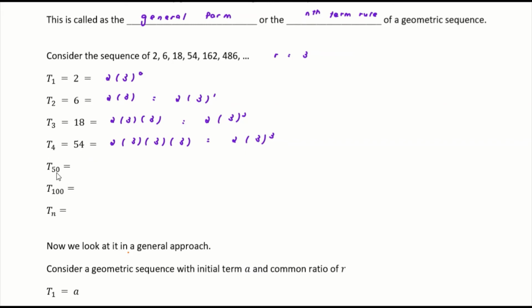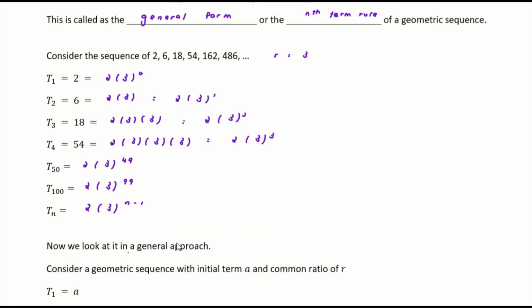So if now I were to get the 50th term, then it will be 2 times 3 to the power of 49. If I need to find the 100th term, then it will be 2 times 3 to the power of 99. So it's like the term number minus 1, right? So that's why for the general term, if I'm finding the nth term, then I'll be doing 2 times 3 to the power of n minus 1.